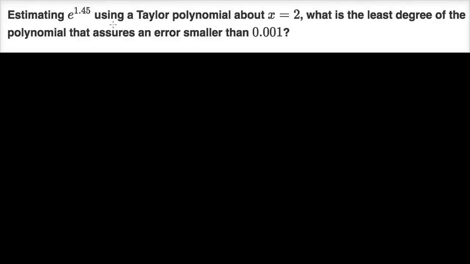Estimating e to the 1.45 using a Taylor polynomial about x equals 2, what is the least degree of the polynomial that assures an error smaller than 0.001? In general, if you see a situation like this, where we're talking about approximating a function with a Taylor polynomial centered about some value, and we want to know how many terms we need, what degree we need to bound the error, that's a pretty good clue that we're going to be using the Lagrange error bound, or Taylor's remainder theorem.